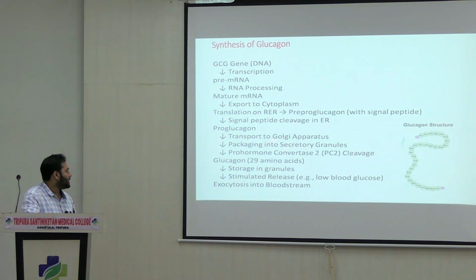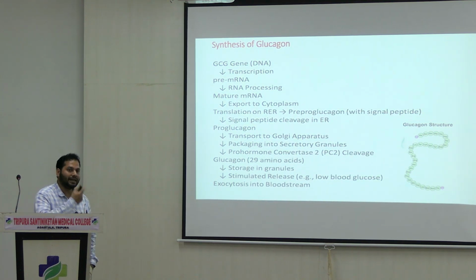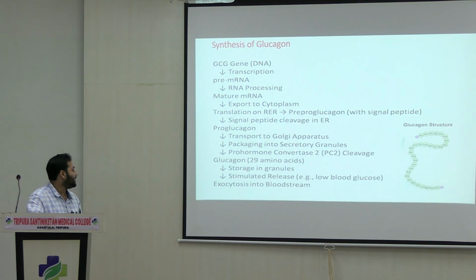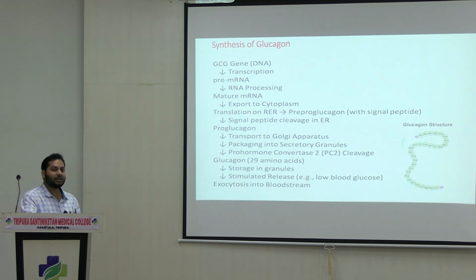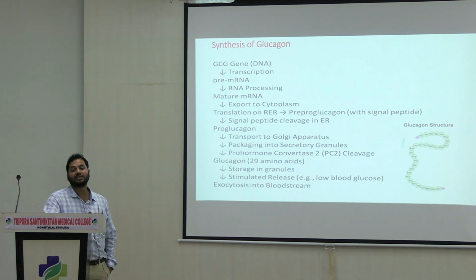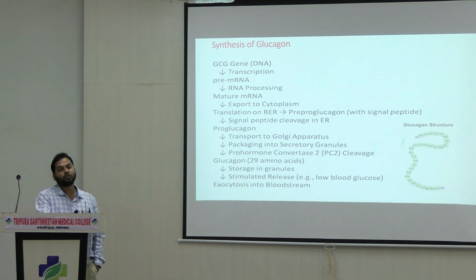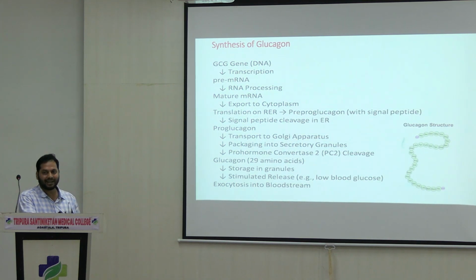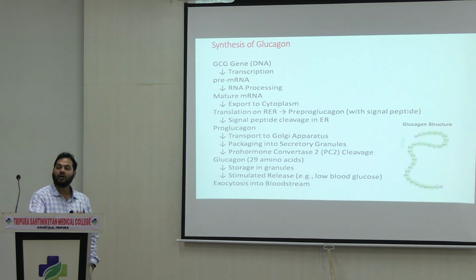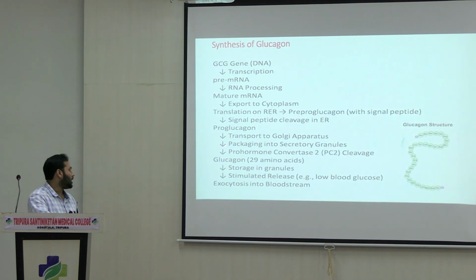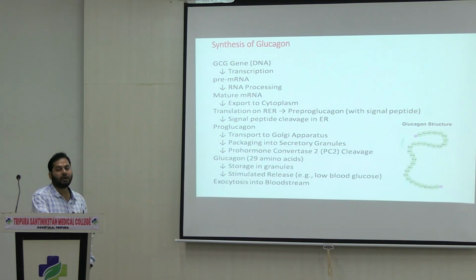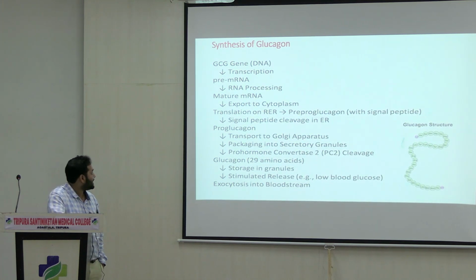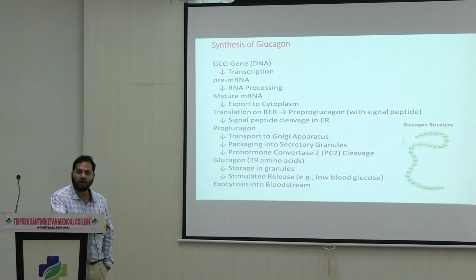This processing is carried out by certain enzymes, and finally it forms the mature active form of glucagon having a 29 amino acid sequence. Once the mature form of glucagon is formed, the next thing is it must reach the circulatory blood first, then the target site. Here you can see it is first stored in granules, and based on certain stimuli, the glucagon hormone is released and ultimately exocytosed into the bloodstream. This is the basic flow of glucagon hormone synthesis.